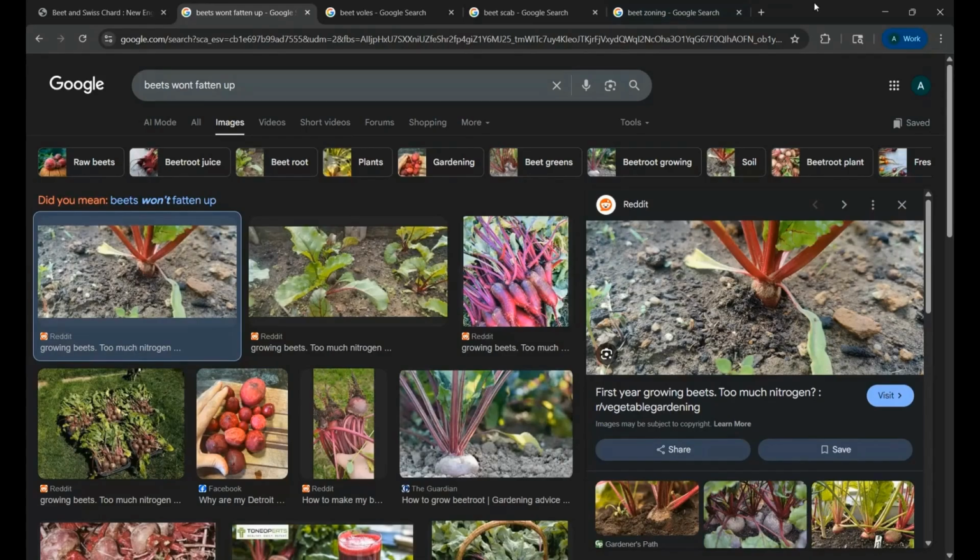Now with beets, a lot of things can go wrong. I think one of the standout things for beginners is what I've Googled here: beets won't fatten up. I think this happens a lot. Maybe you haven't waited long enough. Maybe they're too crowded. Maybe they have a weird shape because the soil is weird or whatever. But a lot of the time, like this person who posted on r/vegetablegardening, it's really possible that there's too much nitrogen or not enough phosphorus.